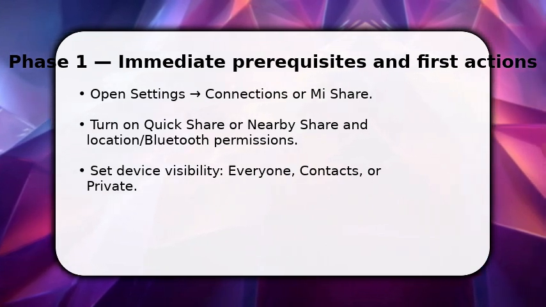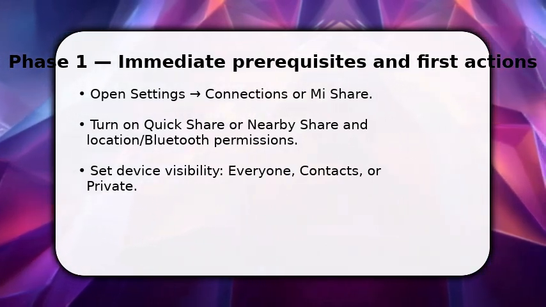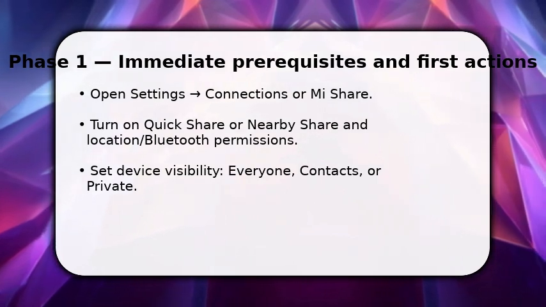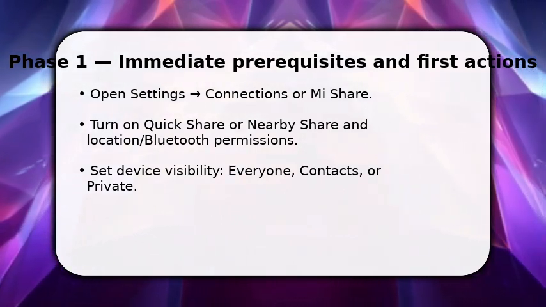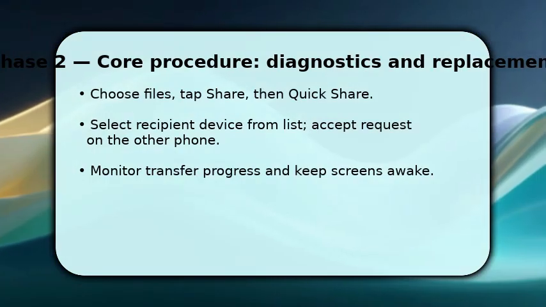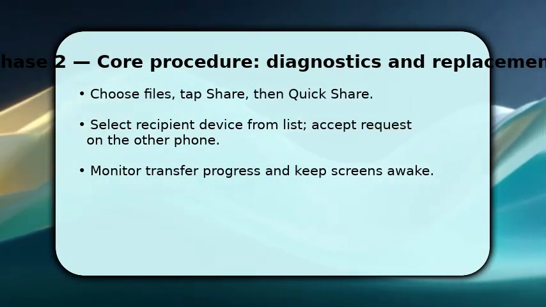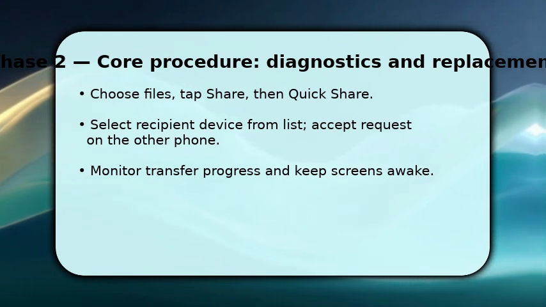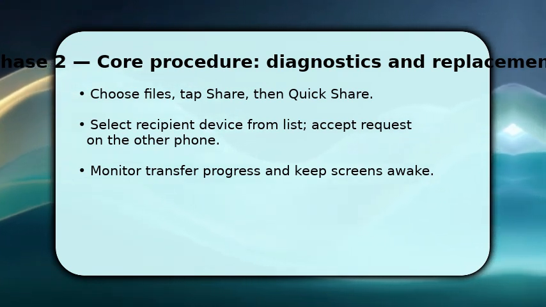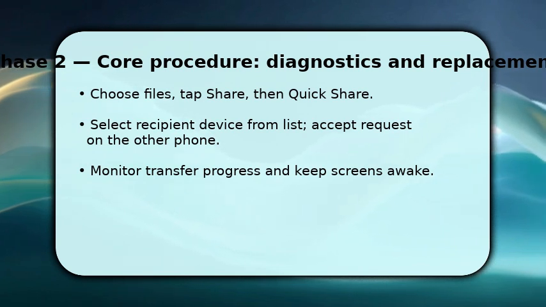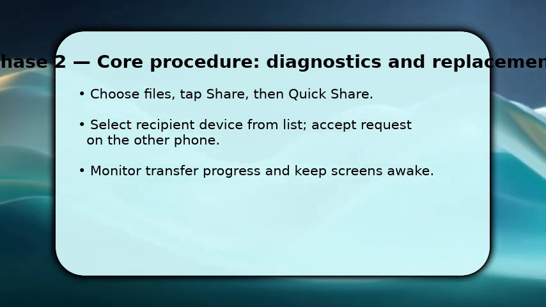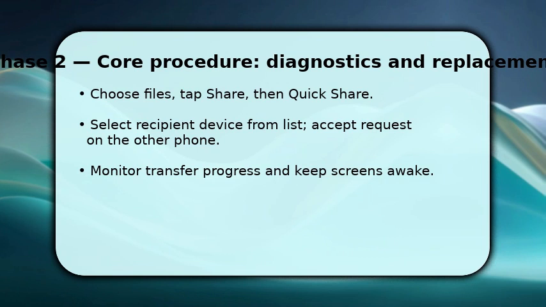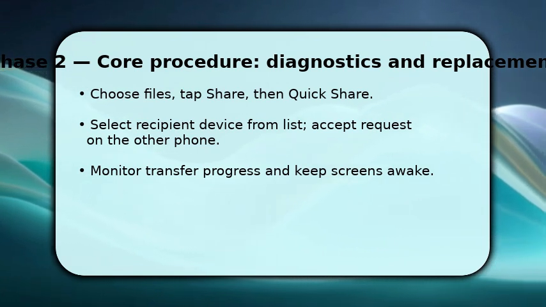Now pick the file you want to send from Gallery or Files and tap the share icon because that begins the actual transfer sequence. You choose the recipient from the Quick Share list. The phones negotiate a direct Wi-Fi link, which is why devices must stay awake and near each other. Once the other person accepts, the transfer begins automatically and you'll see progress indicators. This shows how much is left and estimated time.